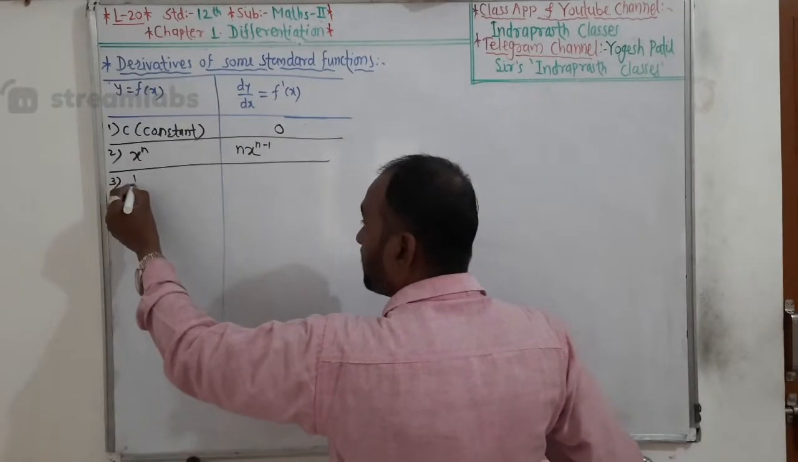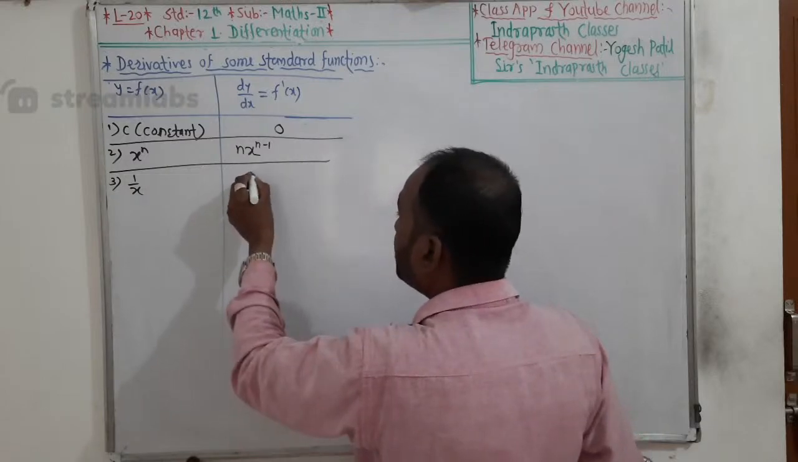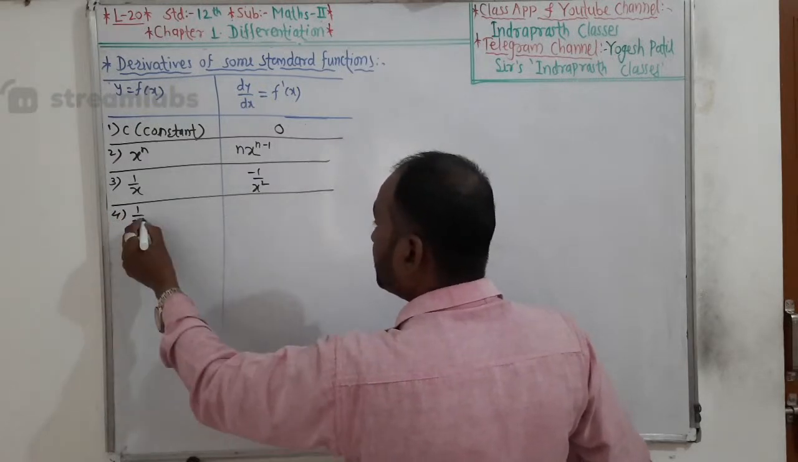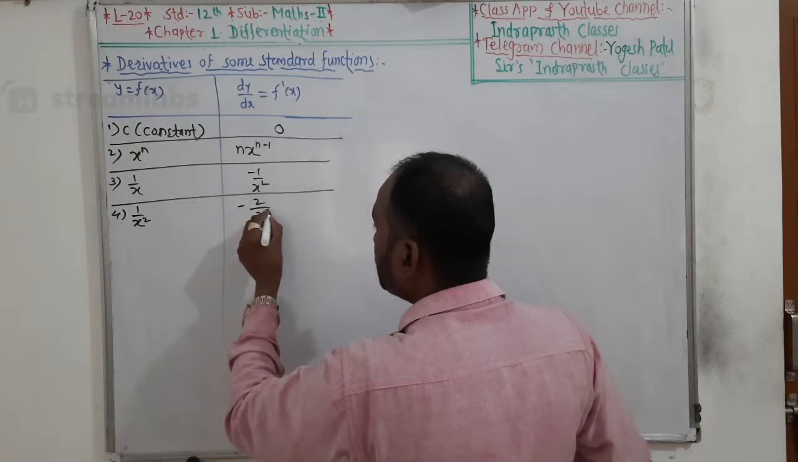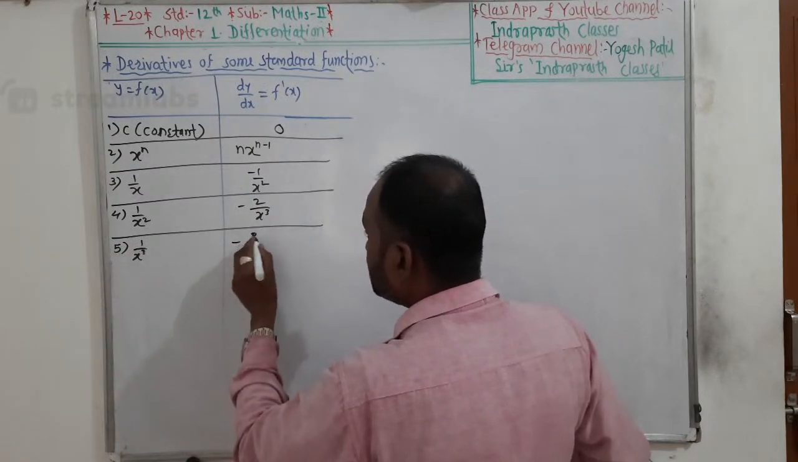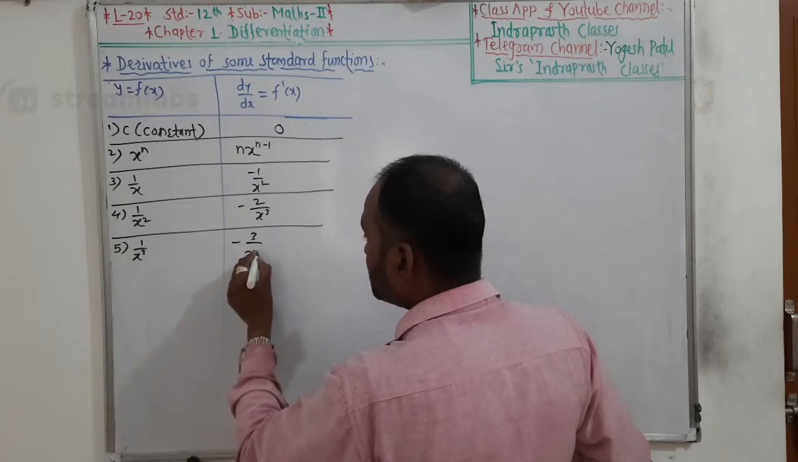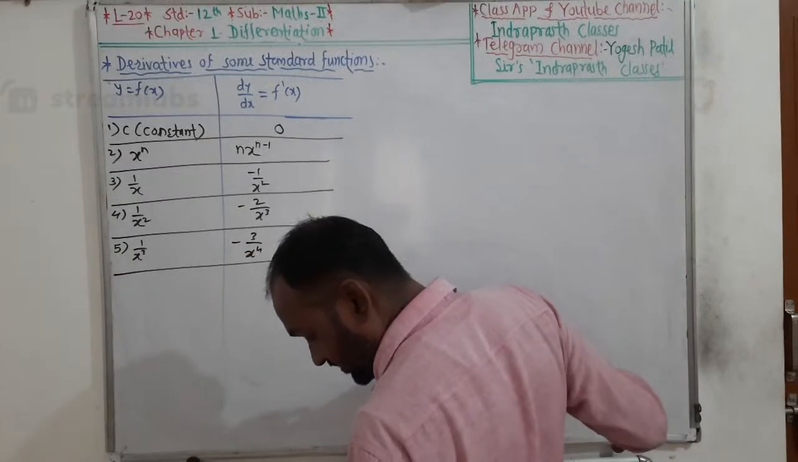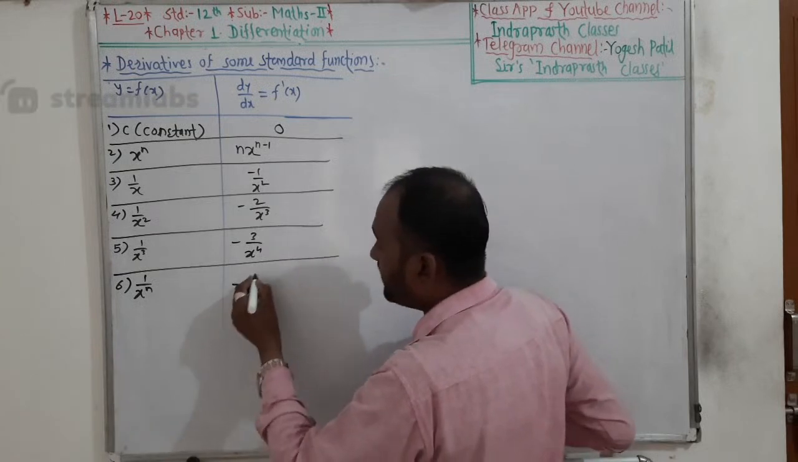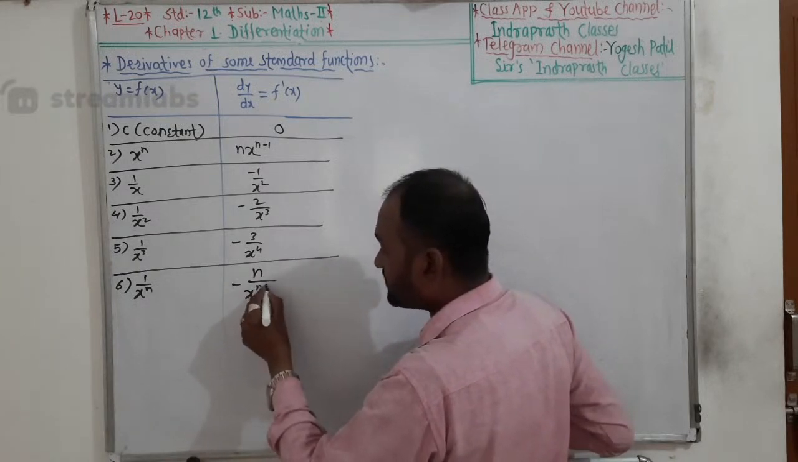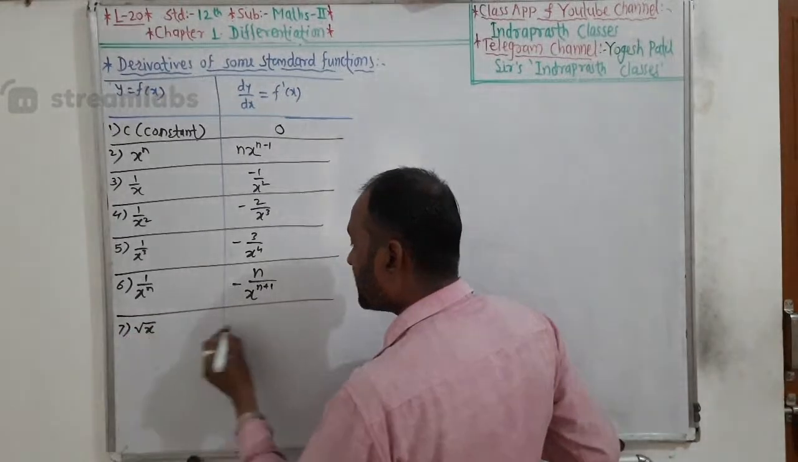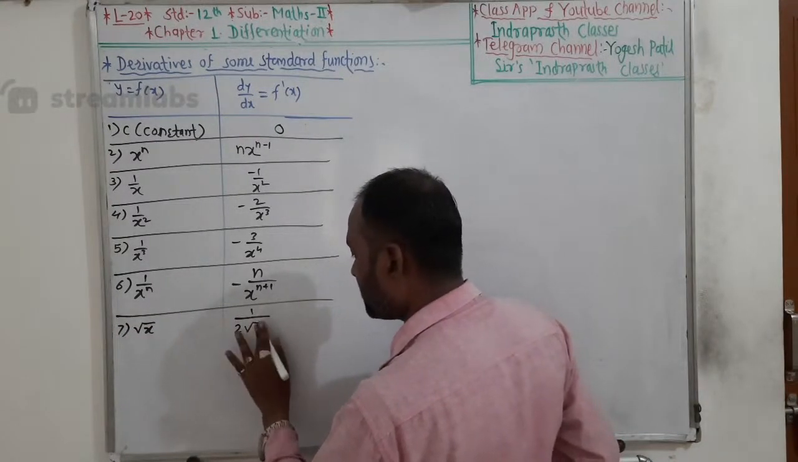Third derivative. What is the derivative for 1 upon x? That is minus 1 upon x square. Then 1 upon x square, its derivative is minus 2 upon x cube. Then 1 upon x cube, its derivative is minus 3 upon x raised to 4, like this. Then in general, 1 upon x raised to n, its derivative is minus n upon x raised to n plus 1. What is the derivative for root x? That is 1 upon 2 root x.